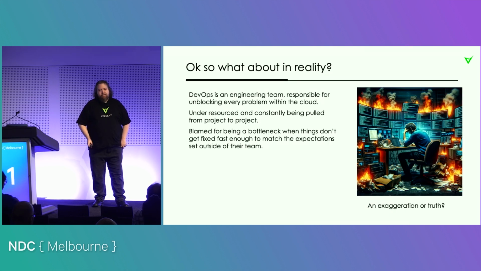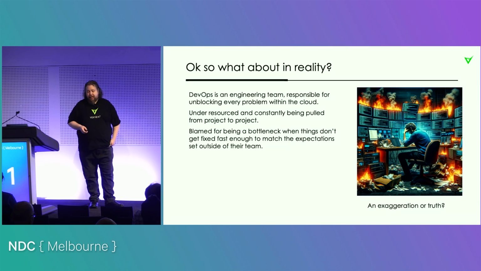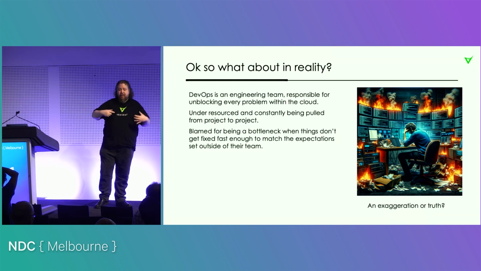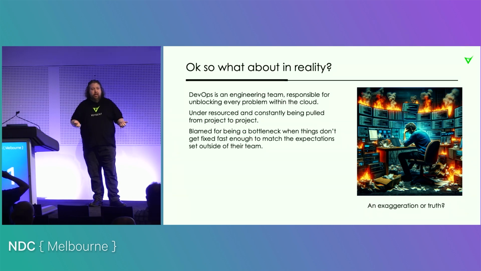So that's the ideal state. But what is it really? I'm sure quite a few people can empathize with this picture here. DevOps engineering tends to be an engineering team that's responsible for unblocking everyone's problems. You're under-resourced, and you constantly have all these development teams going, hey, we need stuff, we need to do this, you're blocking me, I can't get my product delivered. And the expectations really don't match what you're resourced to do. This seems to be, in my experience, a really common environment to be sitting in.